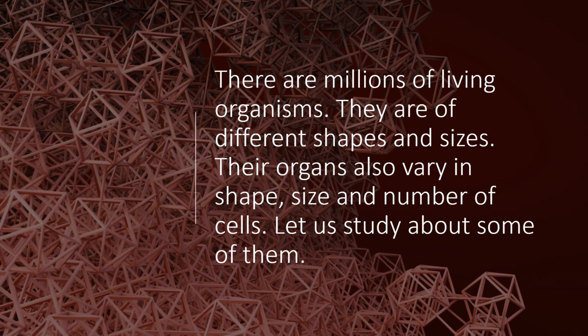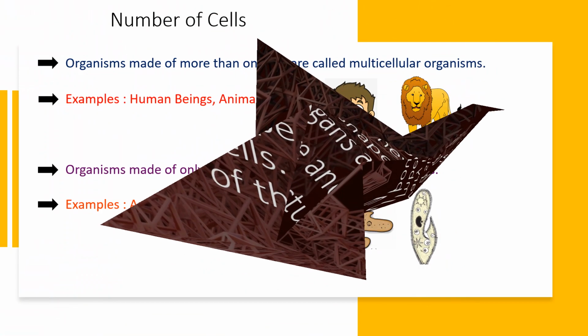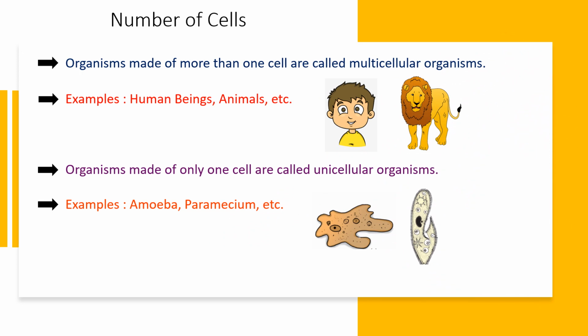So there are millions of living organisms. They are of different shapes and sizes. Their organs also vary in shape, size and number of cells. Let us study about some of them. Number of cells. Organisms may be composed of one cell or of many cells.